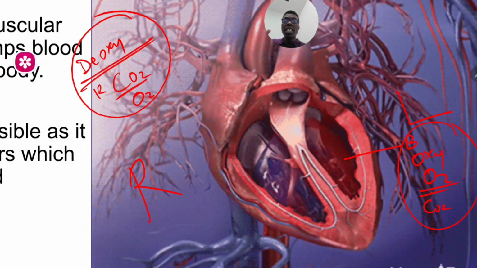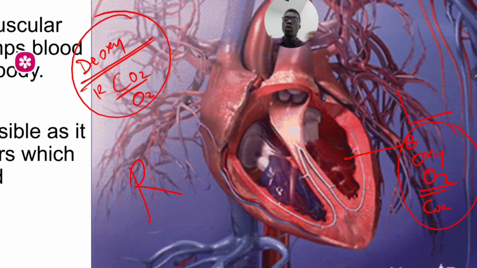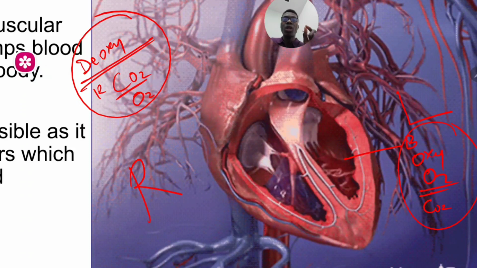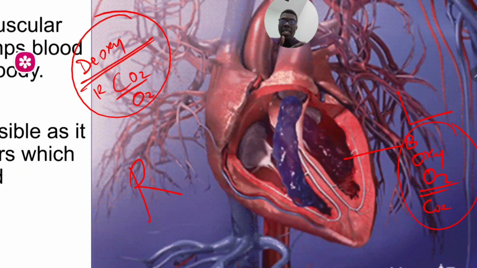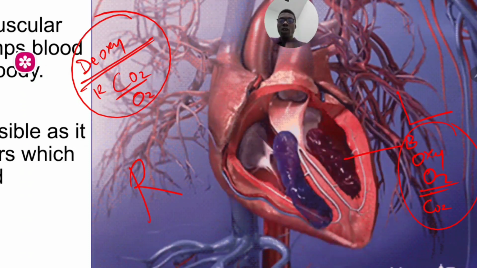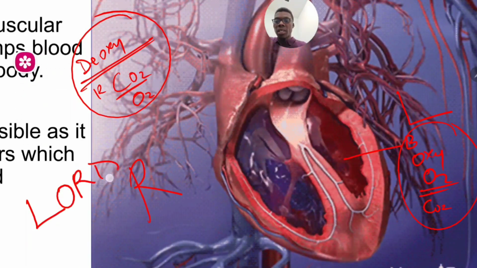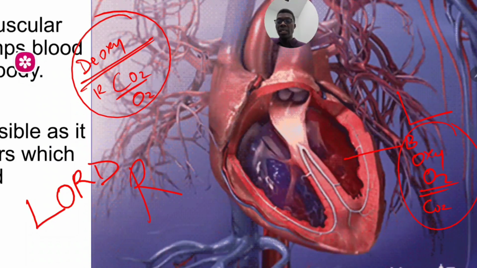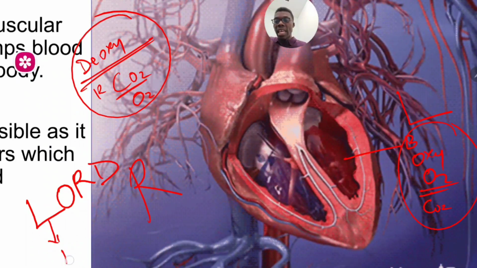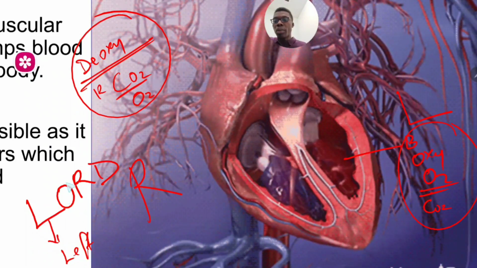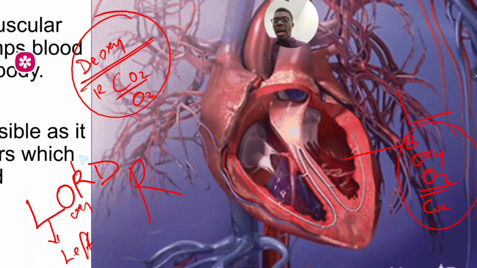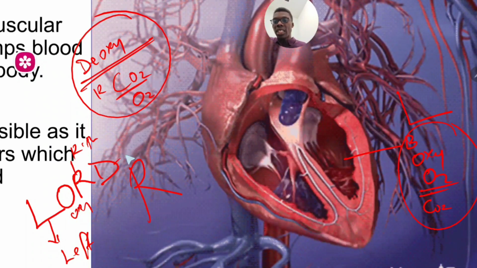Now, blood is not blue. There's no blood that's really blue in itself, except for some conditions. But the truth is, we only use blue to make it appear that way. Now, there's one acronym I want to give you. It is called LORD. What does LORD mean? L means left. O means oxygenated. R means right. D means deoxygenated.